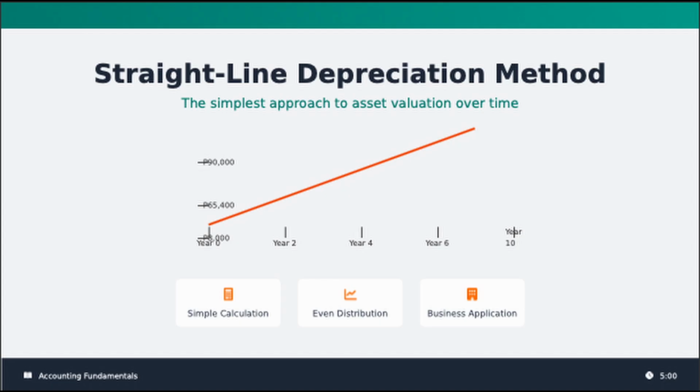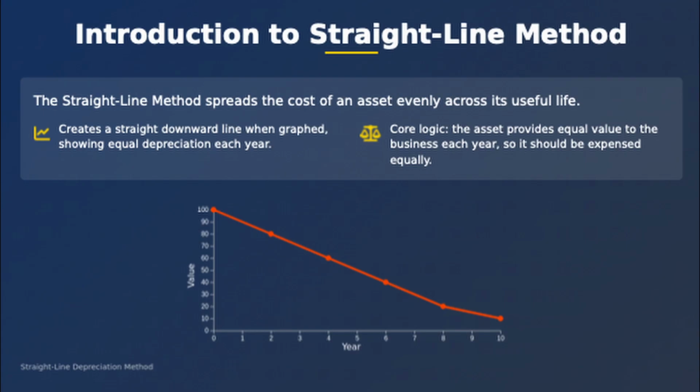Today, we will focus on the simplest and most common technique, the straight line depreciation method, also known as SLM. So, what is the straight line method? SLM is a depreciation technique that spreads the cost of an asset evenly across its useful life.